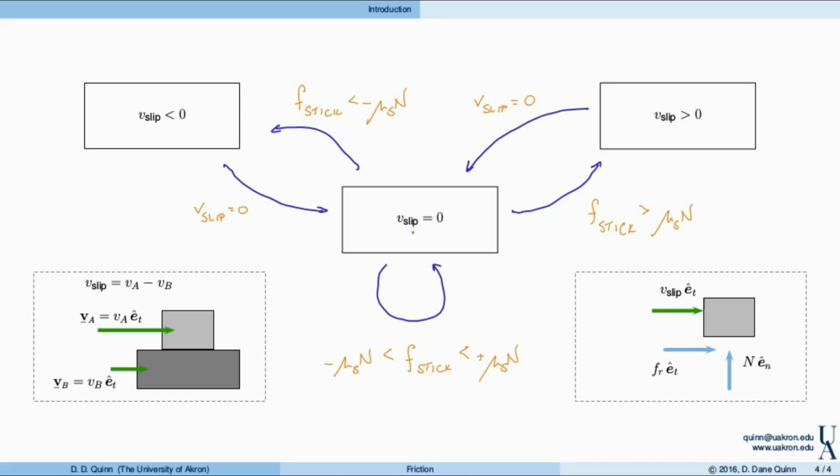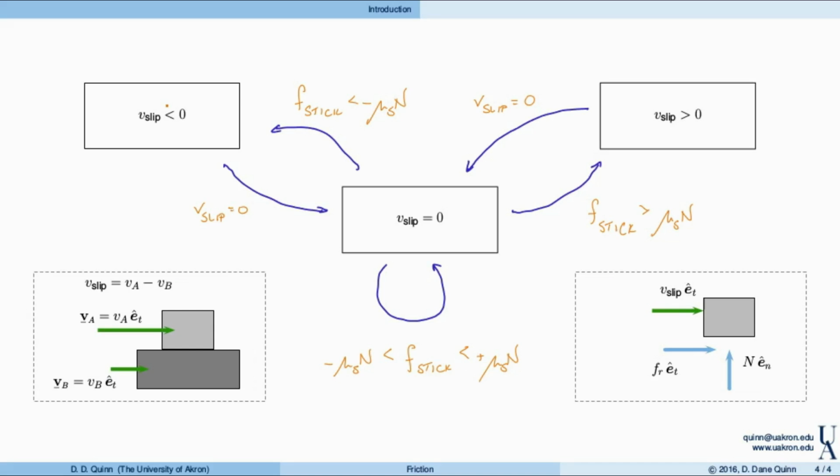So these transitions out of a state of stick depend on the value of the sticking force relative to mu s times N. Again, if it's within this range, it just stays where it is and the blocks stick. If it's too large, then friction's not able to match that, and the block slips to the right. If it's too large in the negative direction, again, it can't match that, and so the block begins to slip to the left. So this is how these transitions between states of slip and stick work.